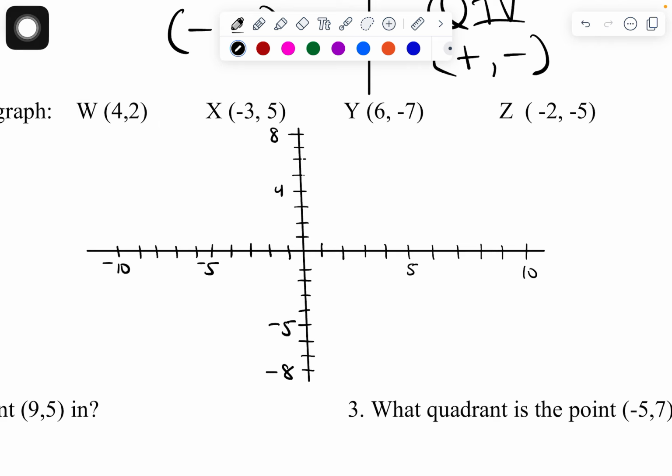If you want the little reminder, your horizontal is your X, your vertical is your Y. Now notice that this Y is the lowercase y, the Y axis versus the point Y. So just be aware of that.